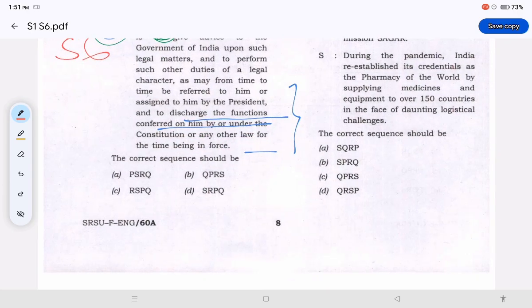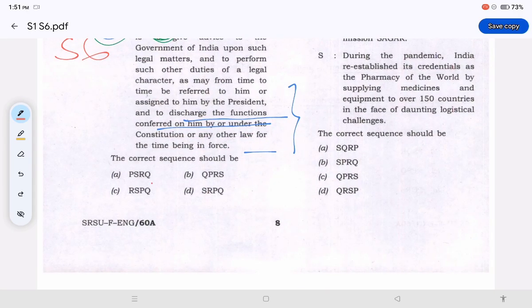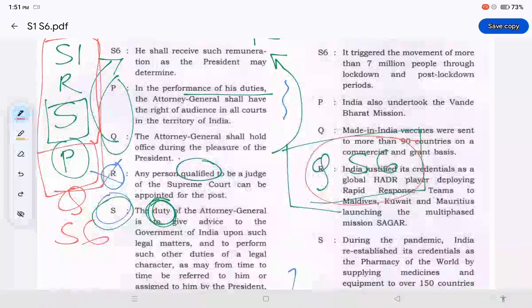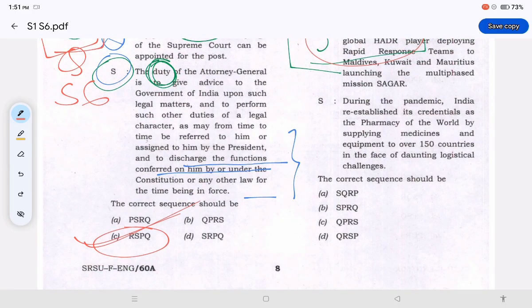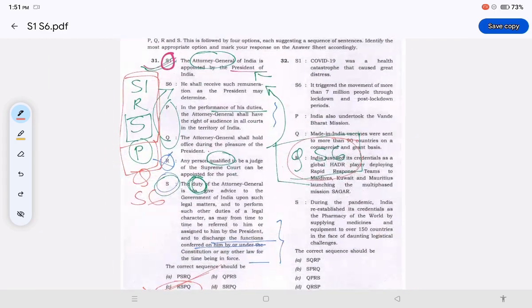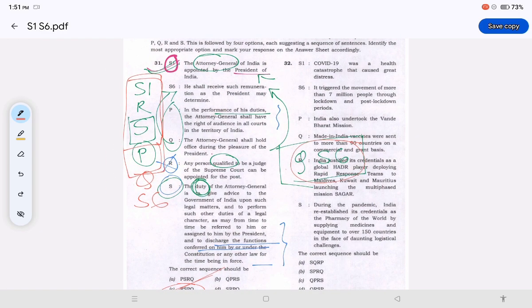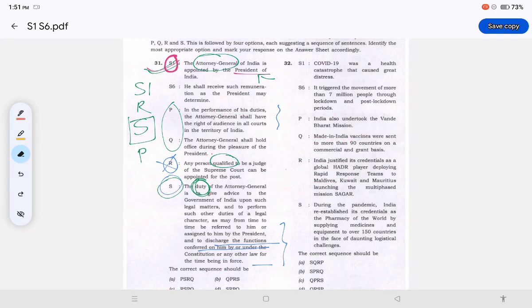When you check the options, look, this particular option has got RSPQ. RSPQ. So we have found out the correct answer. You thought you can't, but as I explained, could you figure out, okay, this would be the answer? Yes. So we are up to here now. Next, we will move on to the second question.